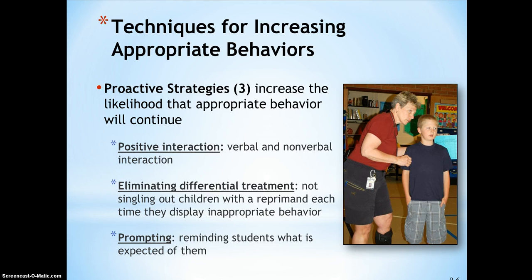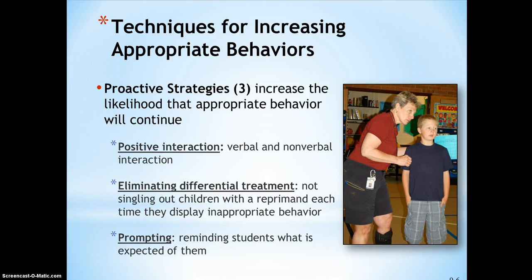And so when we think about 3 strategies to help us with increasing appropriate behavior, we first think about positive interaction. In your book on page 130, it gives some good examples of how we can interact with our students. You'll notice on this chart that it has 2 categories: verbal positive statements and nonverbal positive statements. These are things that are very easy, they're simple to do, and they don't require a lot of your time.